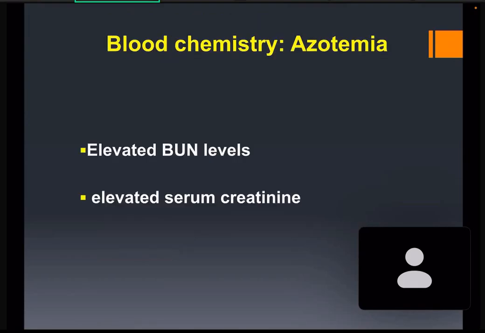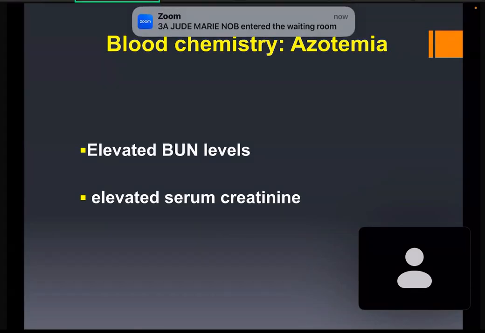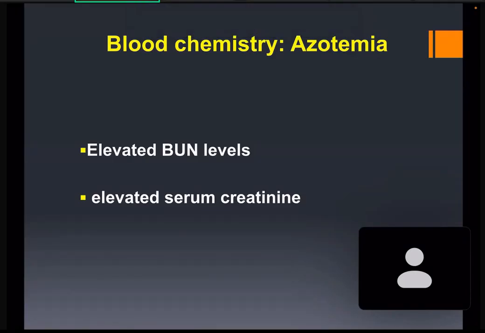Now, the blood chemistry is usually azotemia. So there's elevated BUN and elevated creatinine that will lead to the symptoms of uremia. Azotemia is the laboratory abnormality, like the blood chemistry. But when you say uremia, this is already the manifestation of the abnormal BUN and elevated creatinine.